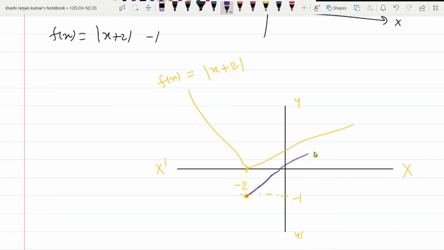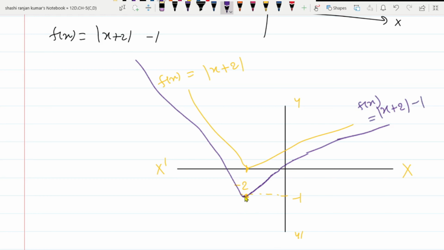It's not passing through the origin. So this is the graph. This will be the graph of this. You can see this is the graph of mod of x plus 2, minus 1. So this is the graph of our f(x). This is the graph of our f(x).